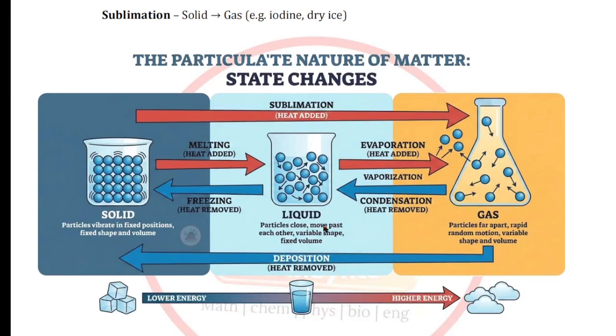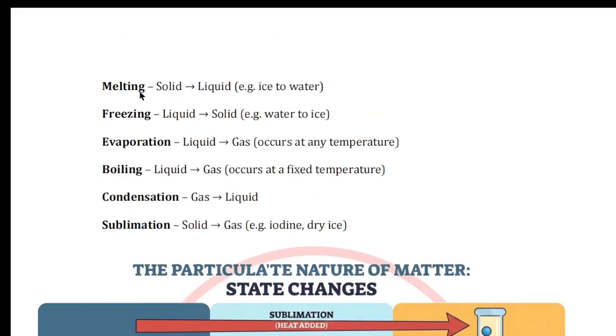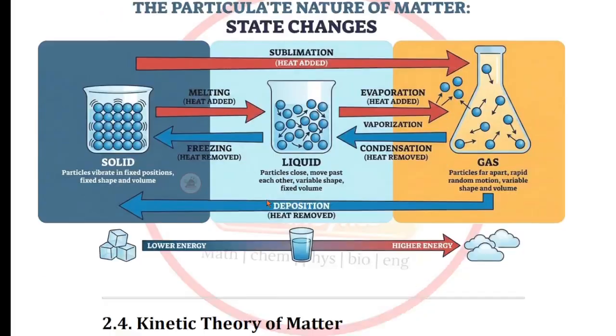So now that we've reached this far, let me explain what I wrote here: melting, solid to liquid; freezing, liquid to solid; evaporation, liquid to gas; boiling, liquid to gas; condensation, gas to liquid; and sublimation, solid to gas, a direct change. An example is iodine and dry ice. So all these are some examples of this kind of change.